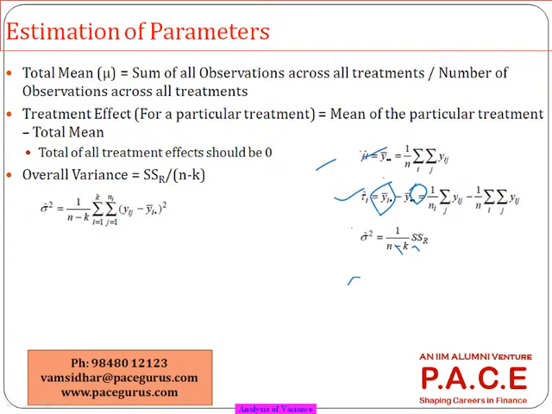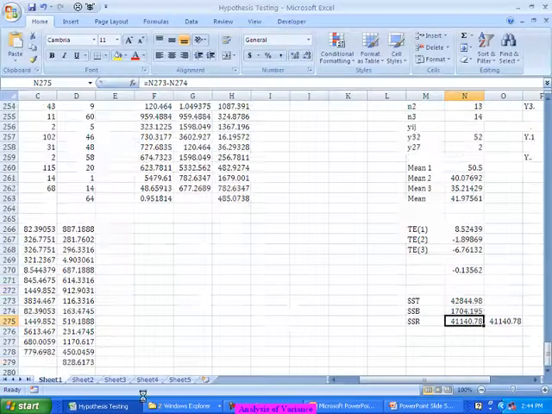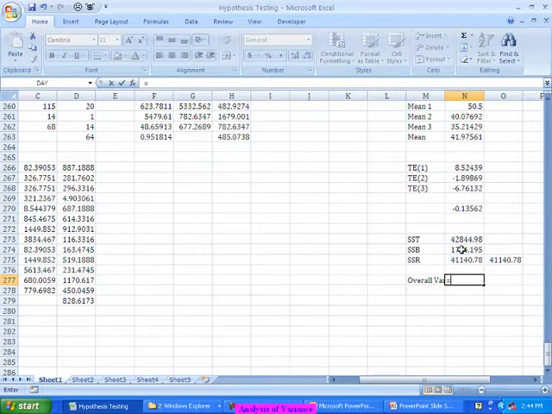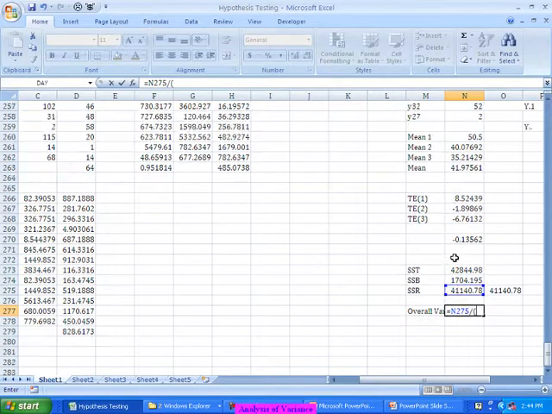Now, when I want to find the overall variance, not the mean, in this kind of scenario, we find it using the sum of squares of the residuals divided by n minus k. Now that we have our sum of squares of the residuals, we can find the overall variance. What is the overall variance? The sum of squares of the residuals divided by n minus k.